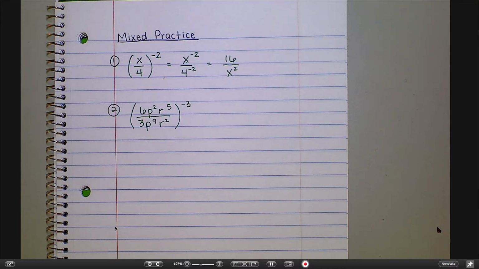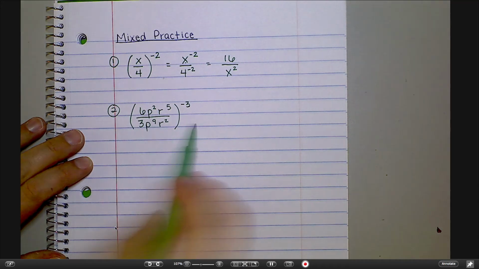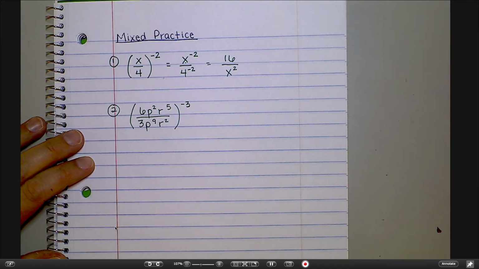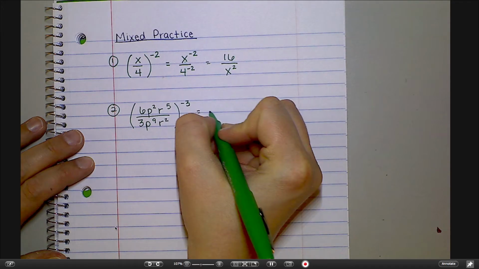Okay, here's what I would do with something like this. I would start inside the parentheses and simplify anything that I can, and then worry about that negative 3 floating around outside. I also would not worry about placing any of the negative exponents in the right places until the end. Okay, I would just leave everything negative and then at the end sort it all out. So inside the parentheses, this is division. So what do I do with the 6 and the 3? I divide it because it's division. So 6 divided by 3 is 2.